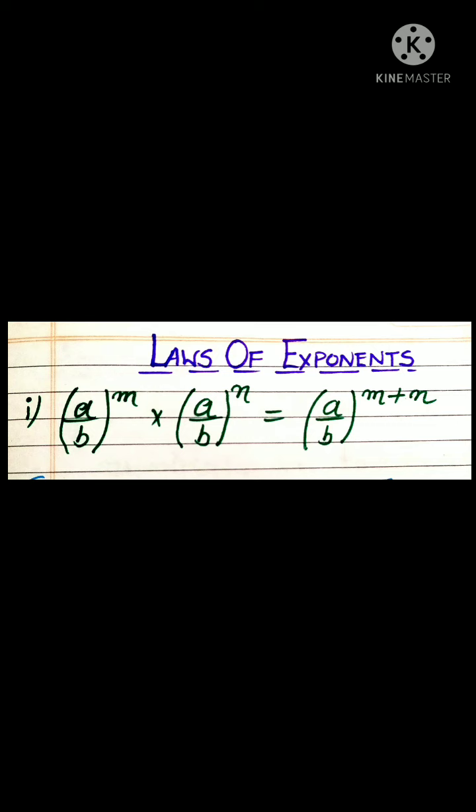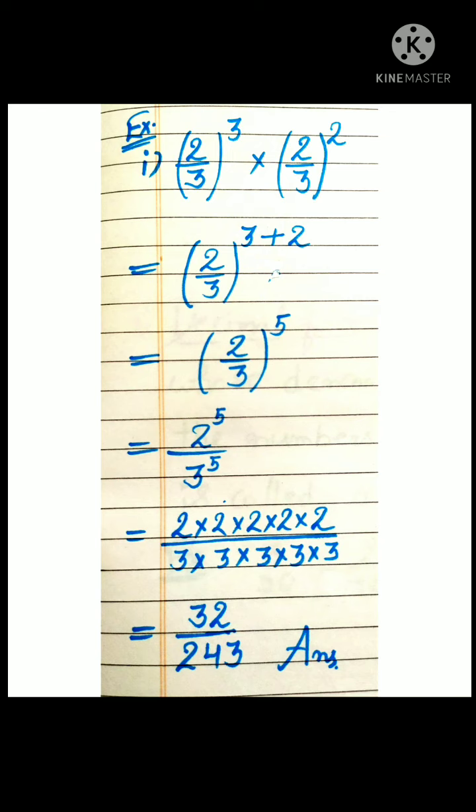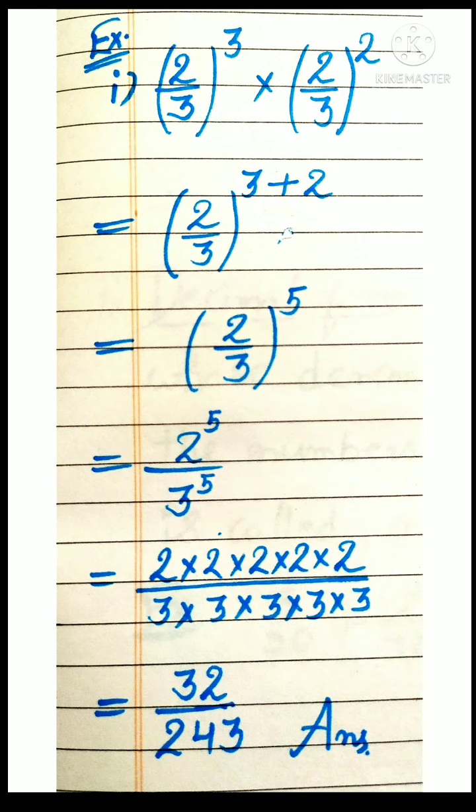This can be better understood by an example. Here is one example. As you are seeing, it is 2 upon 3 to the power 3 into 2 upon 3 to the power 2. Both the numbers have the same base, that means their powers will be added. So it will be 2 upon 3 to the whole power 3 plus 2, and when you add this, you will get 2 upon 3 to the whole power 5, and it can be written as 2 to the power 5 and 3 to the power 5. Then we will expand this and multiply. We will get 32 upon 243.